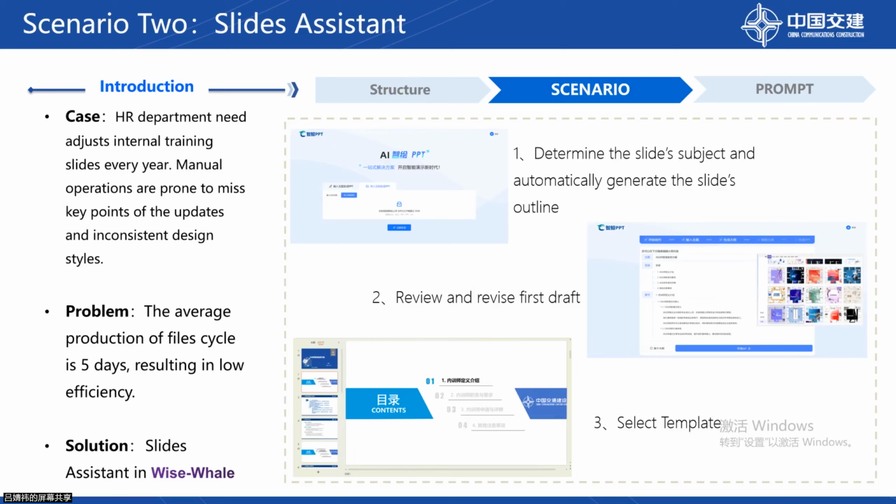But now we have the slide assistant in WiseWheel. The first step is to determine the slide subject and automatically generate the slides online, and then review and revise our first draft. Thirdly, just select a template. This is our slides.